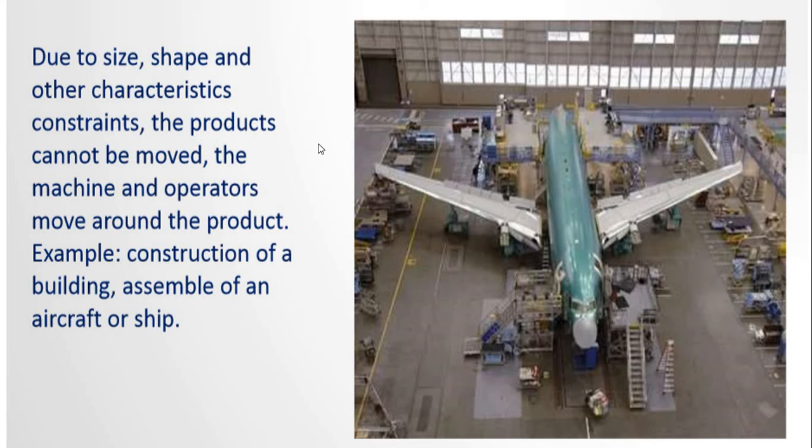Let us see an example. Due to size, shape, and other characteristic constraints, the products cannot be moved. The machines and operators move around the product. Examples: construction of a building, assembly of an aircraft or ship. See the aircraft, it is very difficult to ship it somewhere, right? If you want engineers, I mean human resources, we should bring them here. If you want all the equipment, nuts, bolts, screws, all the raw materials, everything will be brought to that particular fixed location, where the layout has been assembled.